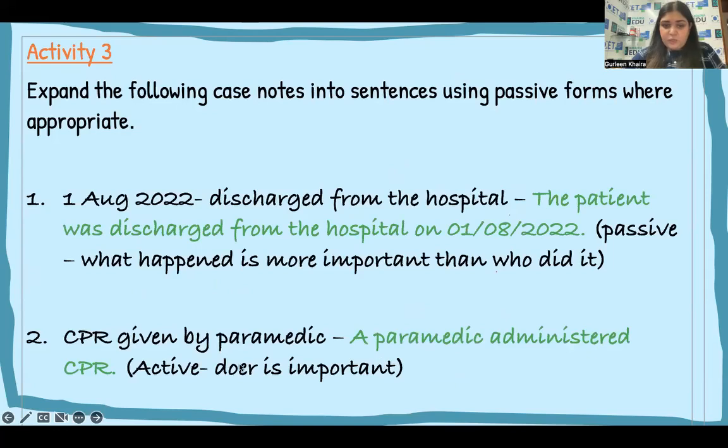Let's see the answers as well. First one, the patient was discharged from the hospital on 1st August 2022. Passive. What happened is more important than who did it. The second one, CPR was given by, a paramedic administered CPR. Doer is important here. Who gave CPR to the patient?